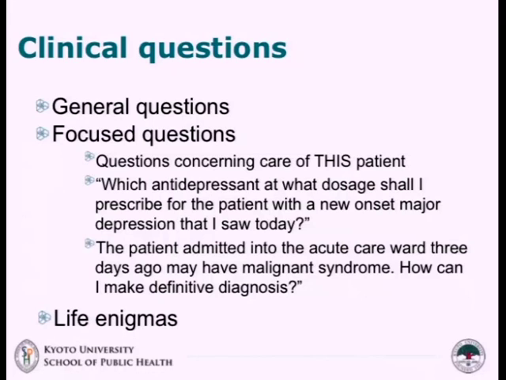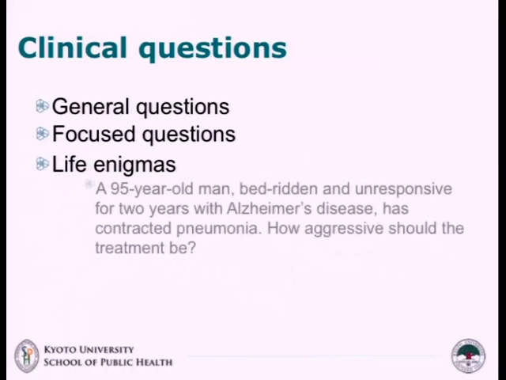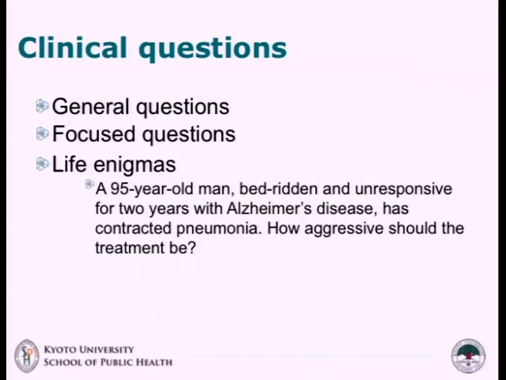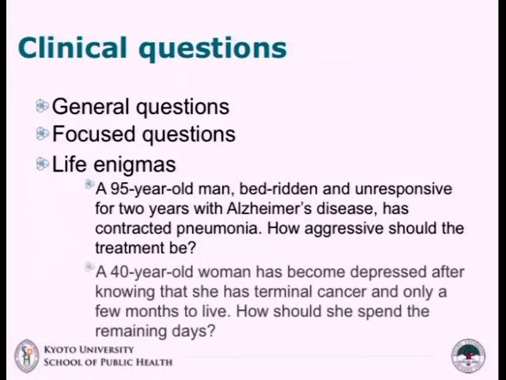And in clinical practices, we also encounter questions which I call life enigmas. For example, a 95-year-old man, bedridden and unresponsive for 2 years with Alzheimer's disease, has contracted pneumonia. How aggressively can we treat him? A 40-year-old woman has become depressed after knowing that she has terminal cancer and only a few months to live. How should she spend the remaining days?